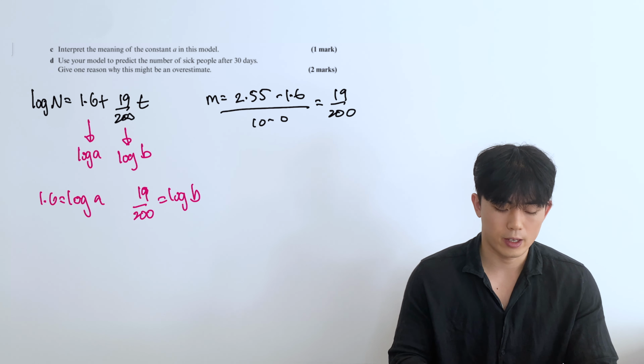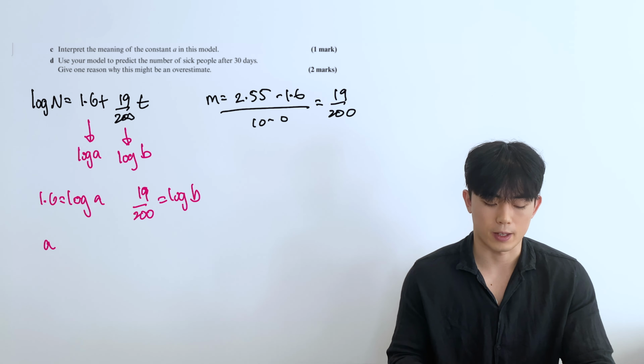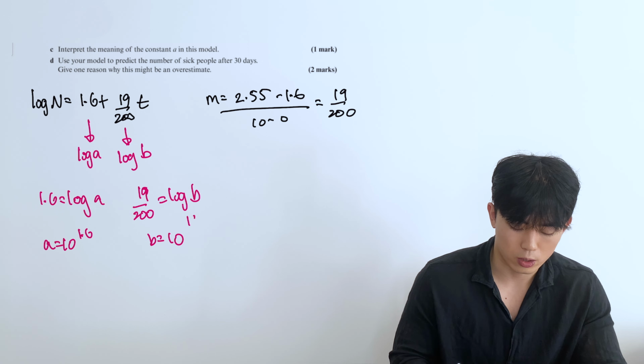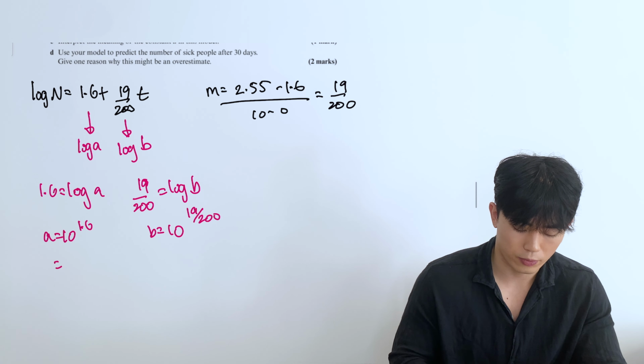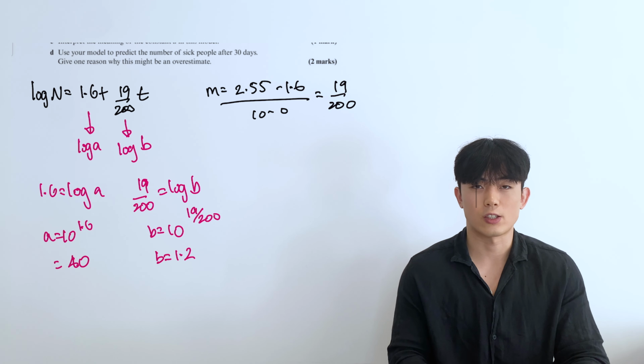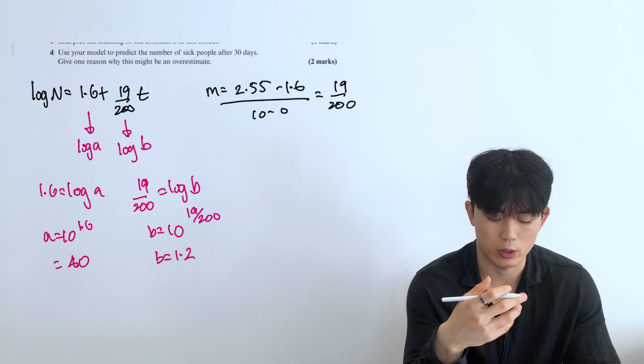Now I just have to find a. Remember, if there's no base here, you can just use base 10, okay? So a is going to be 10 to the power of 1.6, and b is going to be 10 to the power of 19 over 200. They're set to two significant figures, so this will be 40 and b will give you 1.2. So as long as you know what the gradient is equivalent to, then you can work out using logs the values of a and b.